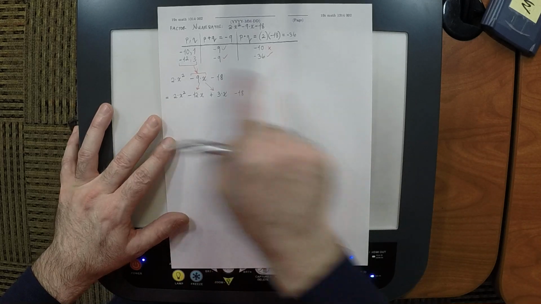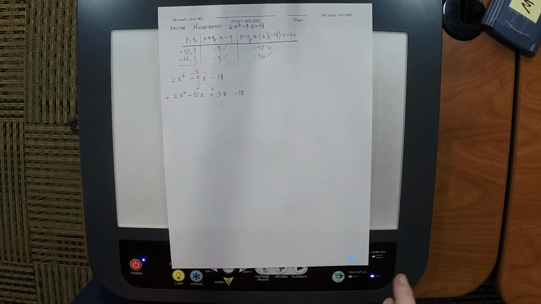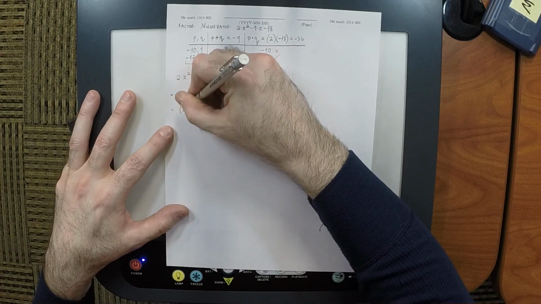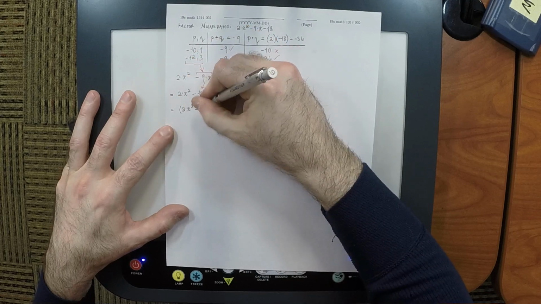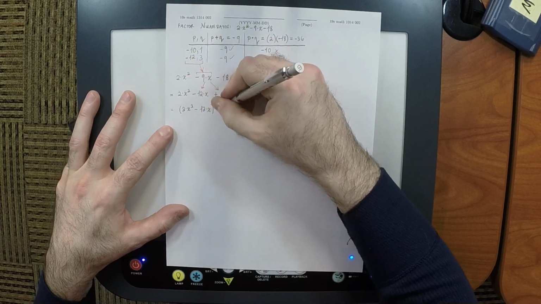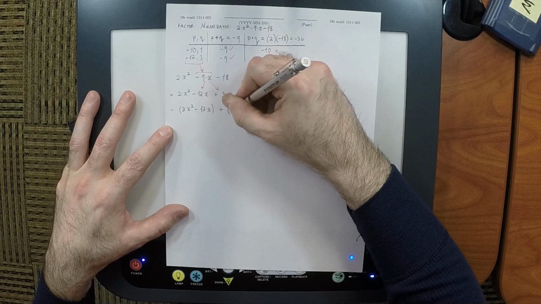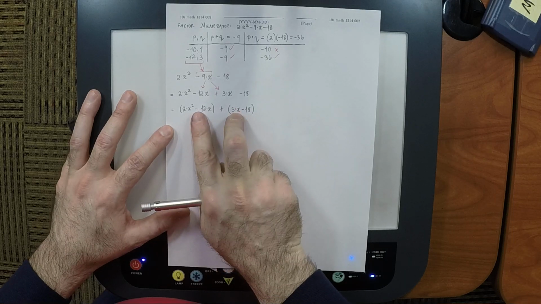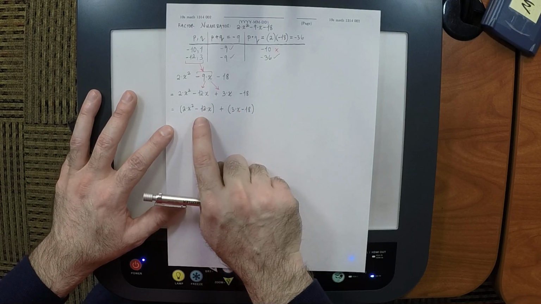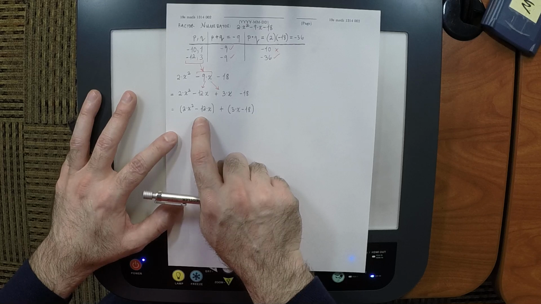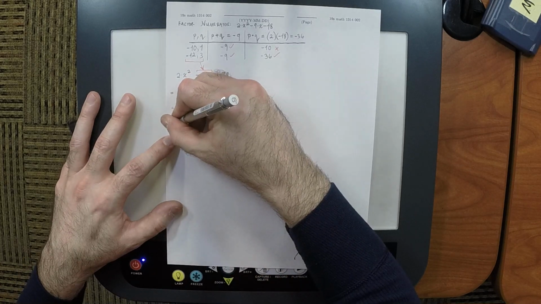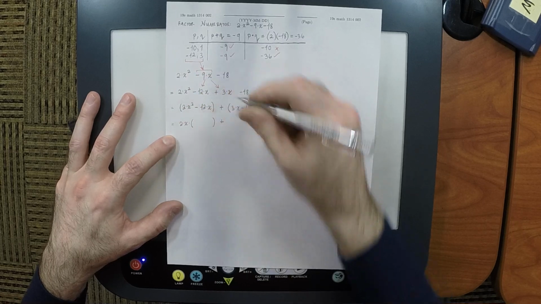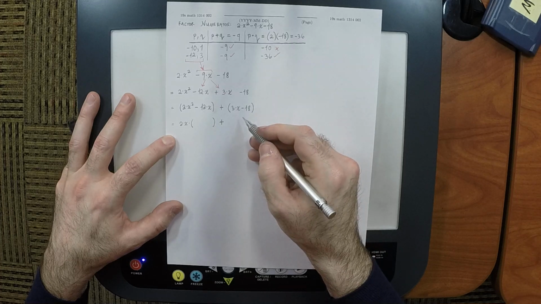Now, to take the last step is to observe that, okay, now that we have 4 terms, we can make 2 groups of size 2. 2x squared minus 12x is the first group, and the second group is 3x minus 18. Now, in each group, there's a GCF, a greatest common factor. So in the first group, what's the GCF? 2x. And in the second group, what's the GCF? 3.